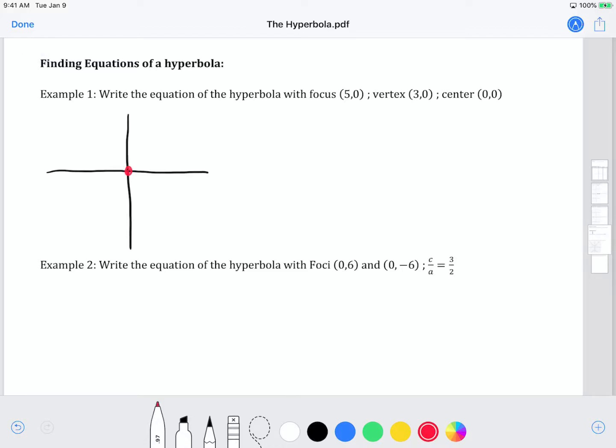And we have one vertex at 3, 0. And by symmetry, the other vertex would have to be at negative 3, 0. And we have one of the focus points at 5, 0. So the other one by symmetry would have to be at negative 5, 0. What this tells us is that the transverse axis is running horizontally.